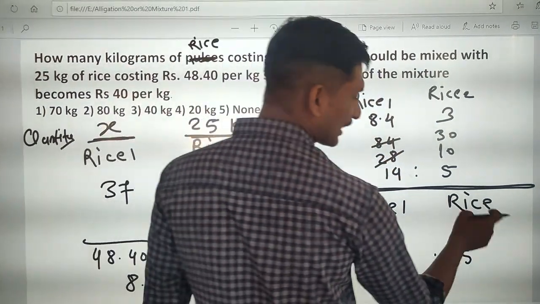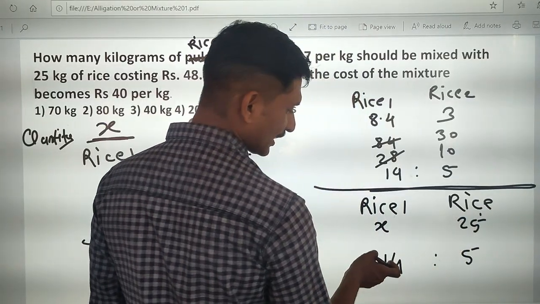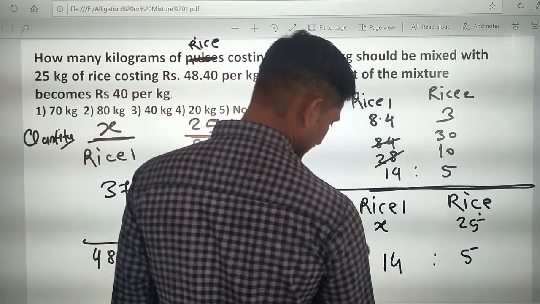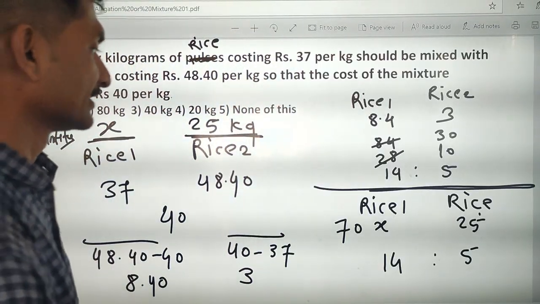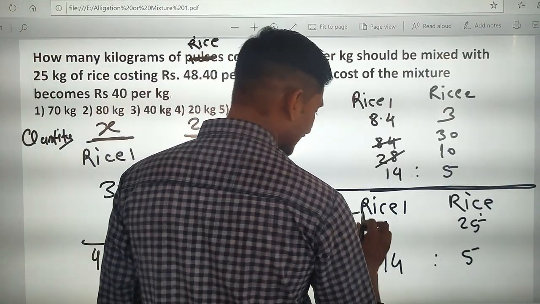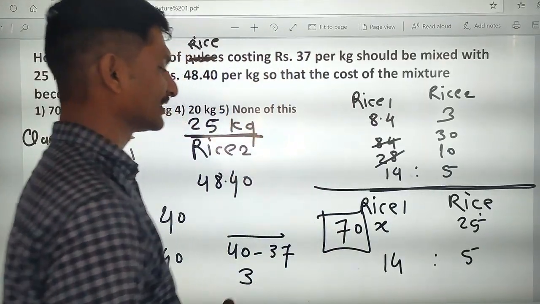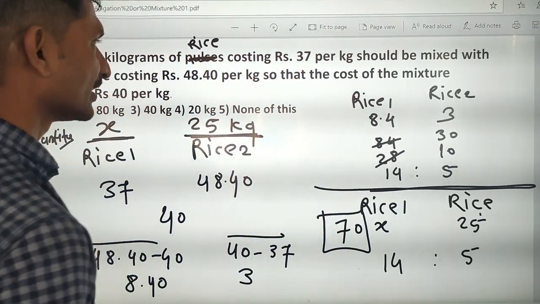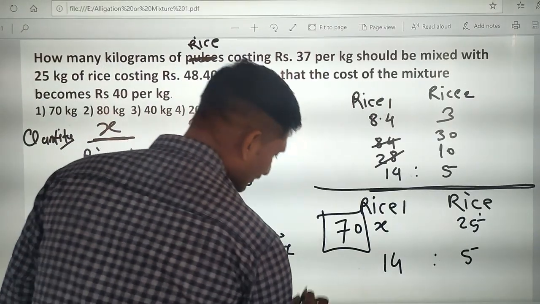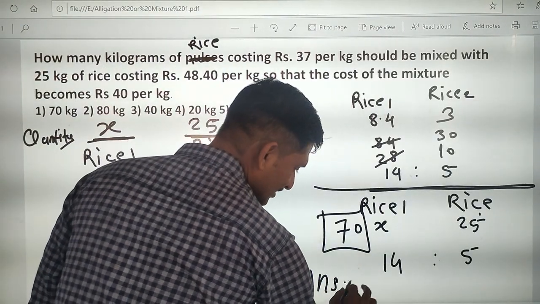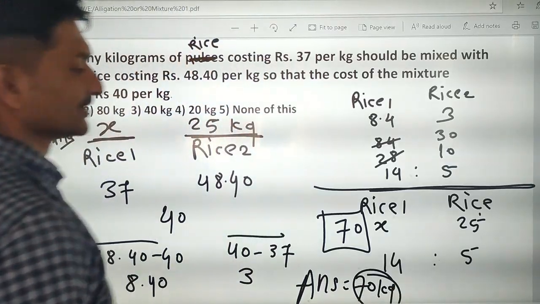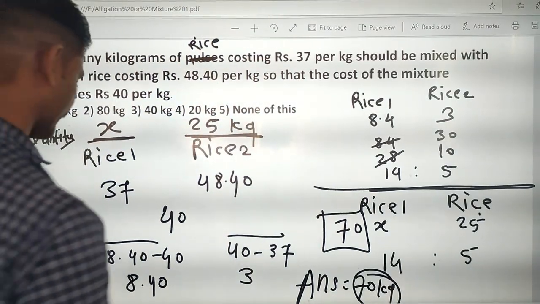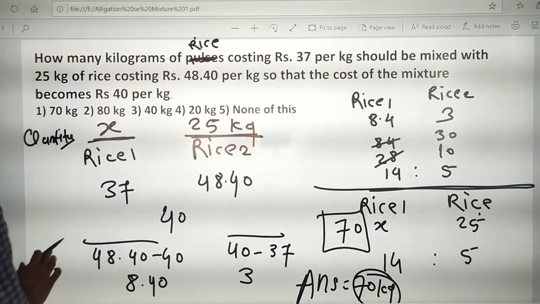5 fives are 25. Then 14 fives are 70. So the rice 1 quantity is 70 kg. Your answer is 70 kg. Next.